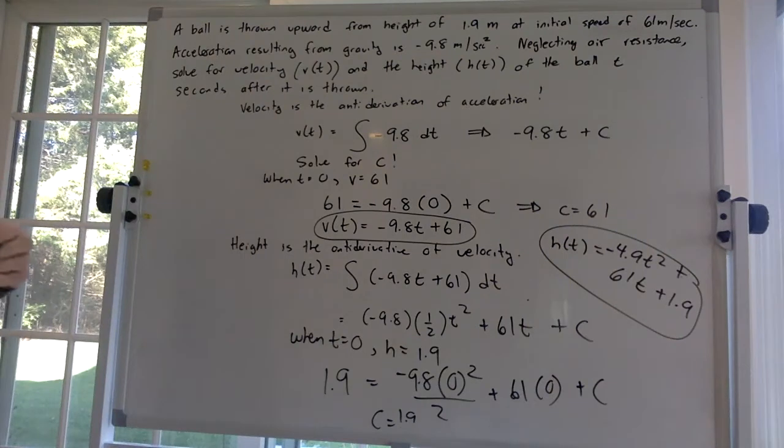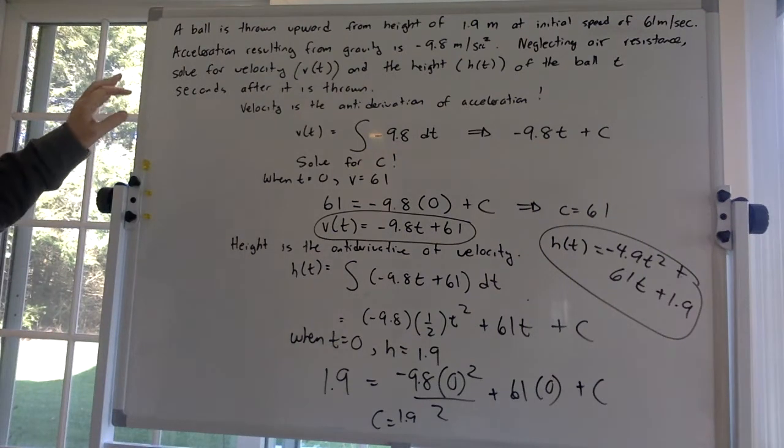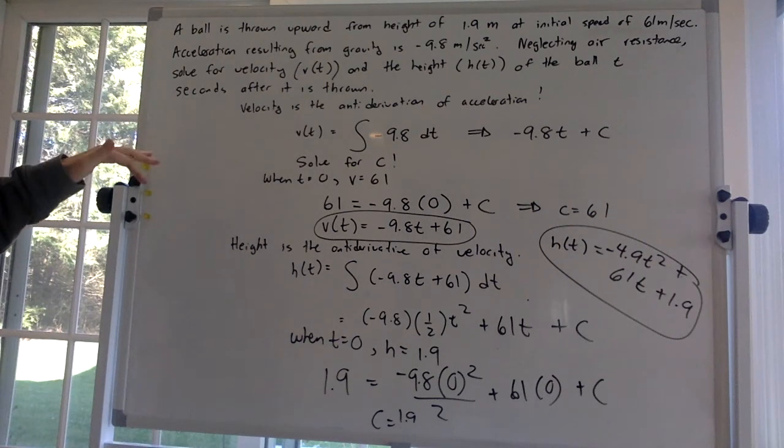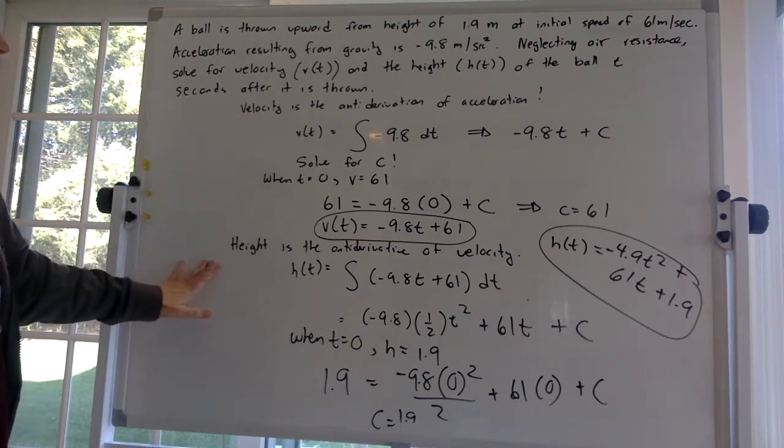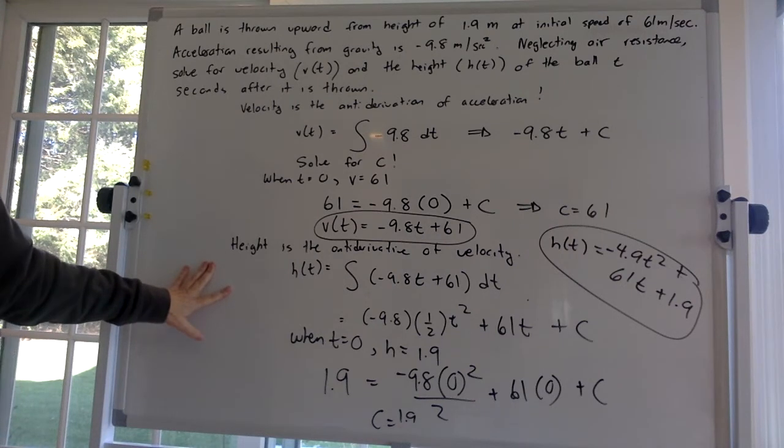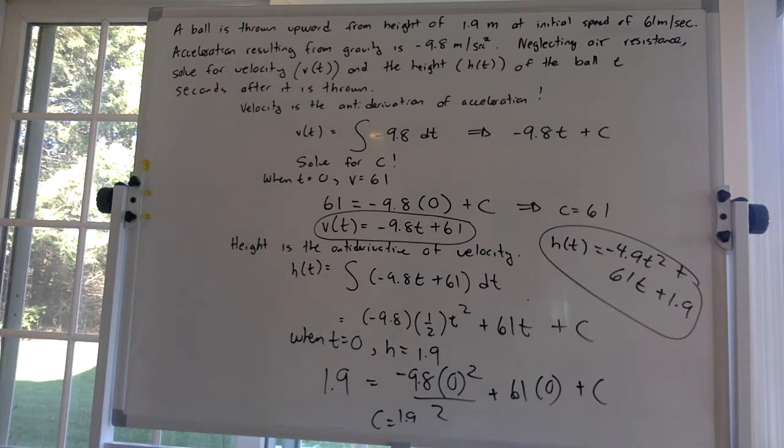Okay, so in both cases, we use the information that they gave us to solve for the constant c after we integrate, and we have to realize that velocity is the antiderivative of acceleration and height is the antiderivative of velocity. So I hope that helps. Give it a shot.